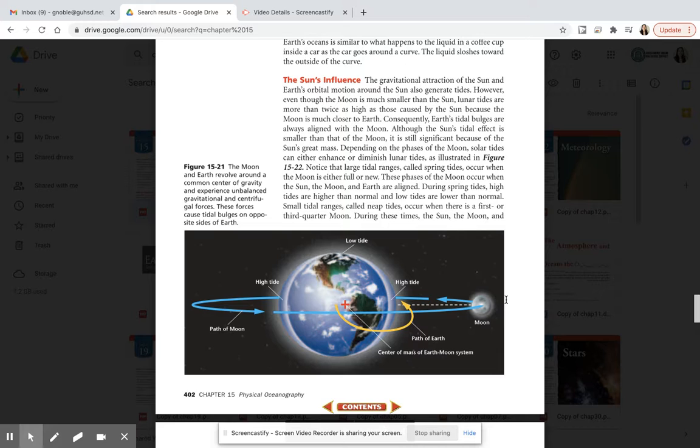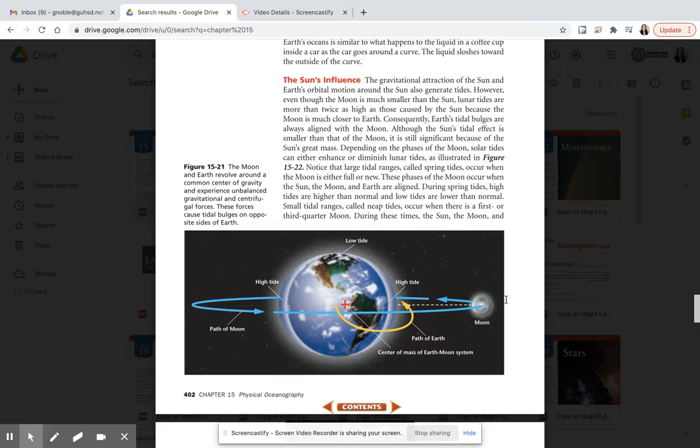in Figure 15-22. Notice that large tidal ranges called spring tides occur when the moon is either full or new. These phases of the moon occur when the sun, the moon, and the earth are aligned. During spring tides, high tides are higher than normal and low tides are lower than normal.